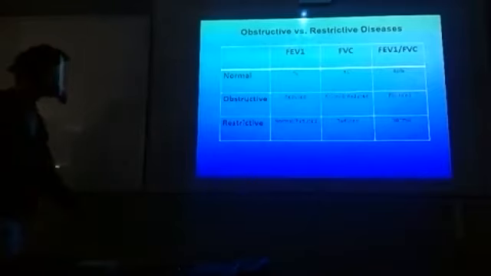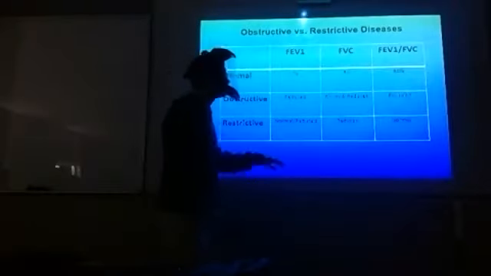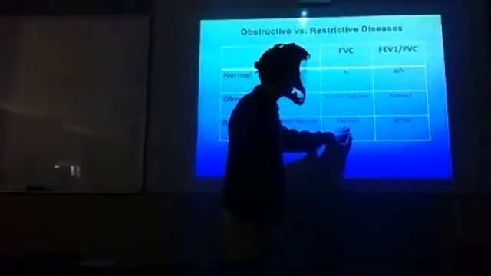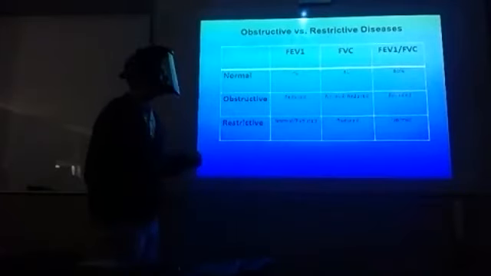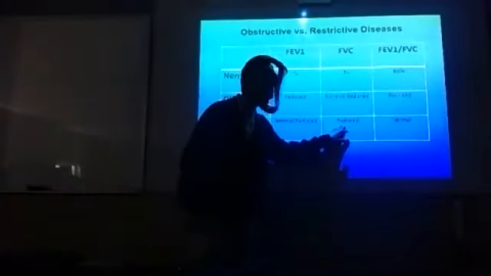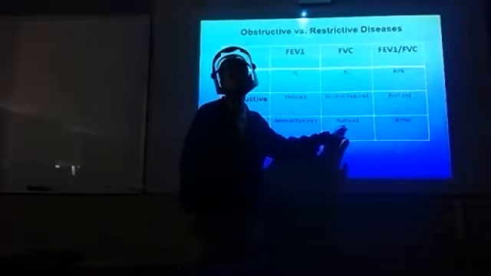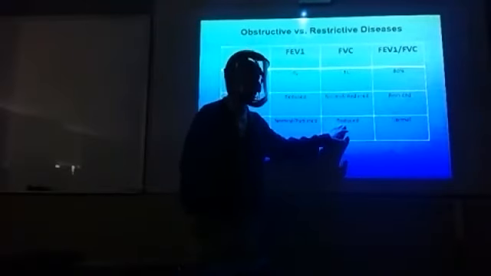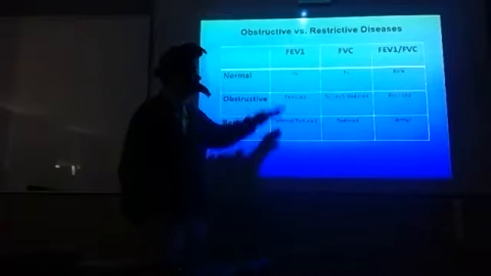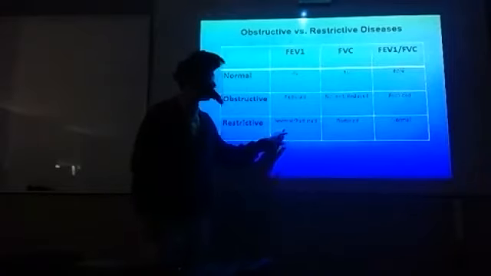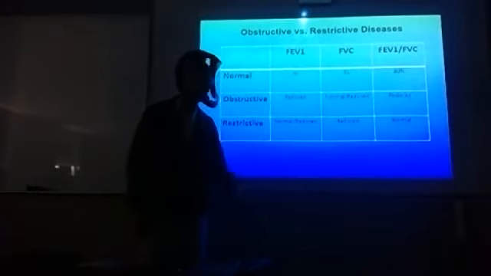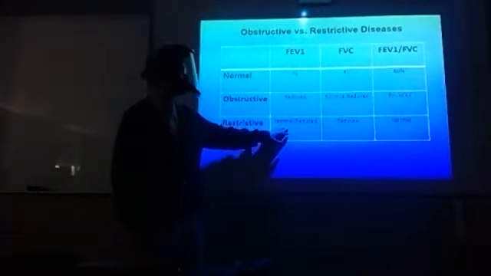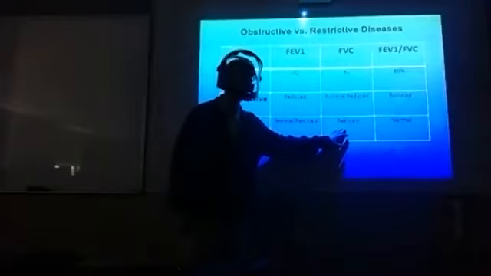And so these restrictive lung diseases are characterized by a reduction in the forced vital capacity. That's the most important characteristic. Now, obviously, if you can't inhale as much air because you have a reduced forced vital capacity, you're not going to be able to blow off as much air in the first second. And sometimes the FEV1 is reduced. However, the reduction in the FEV1 is always in proportion to the reduction of the FVC.